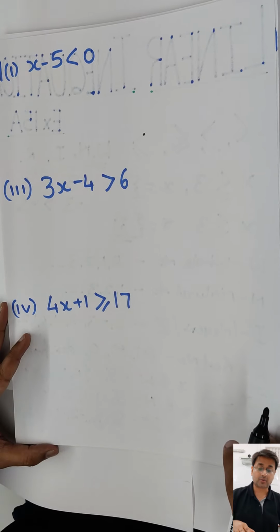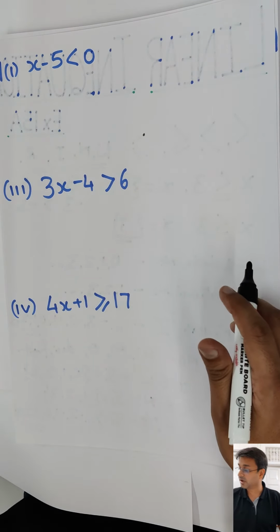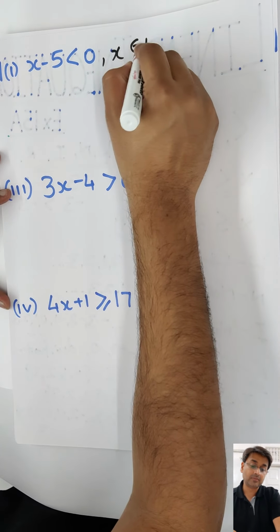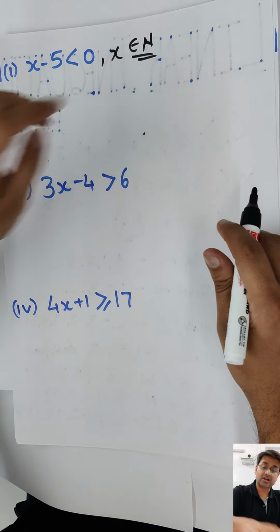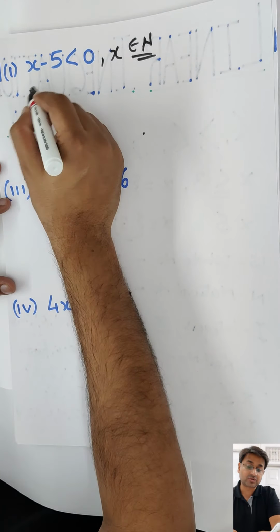Let's get on to sum number 1, part 1. They say all these are natural numbers. The statement reads this way: if the replacement set is a natural number, that means x belongs to N. So solve this, then the natural, and then the solution set. Let me do the first sum for you, and then the rest you can try.